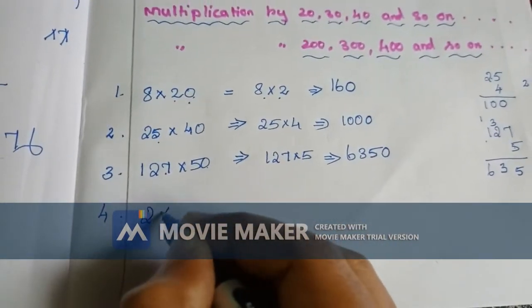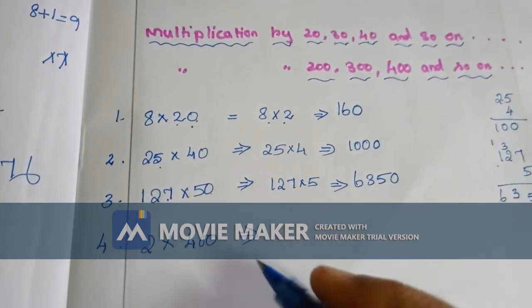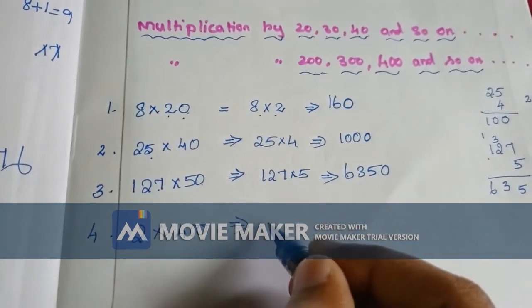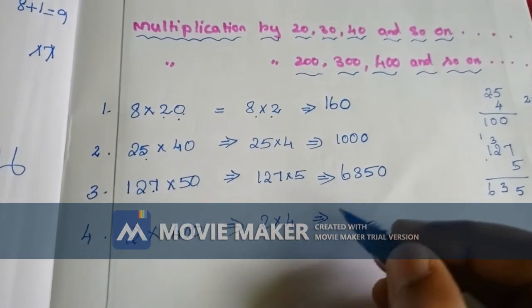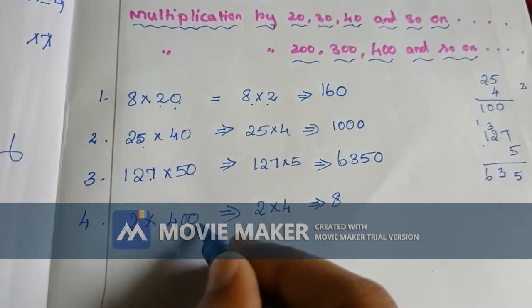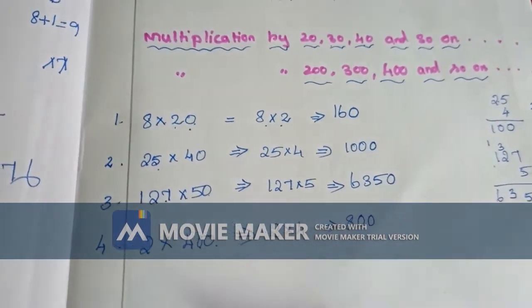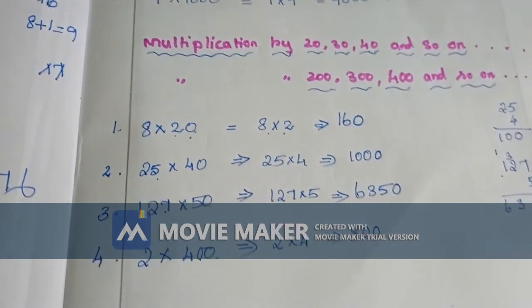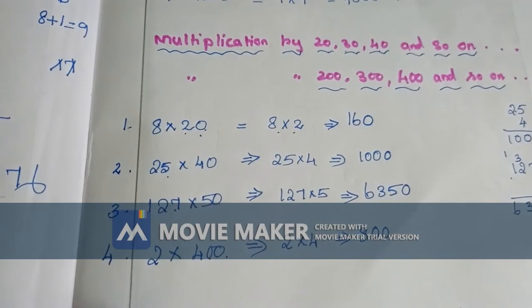2 by 400. So children, first we have to multiply this 2 by 4. So what is the answer? 2 4s are 8. Then next we have to write these two zeros in tens place and ones place. Okay. And one more example.